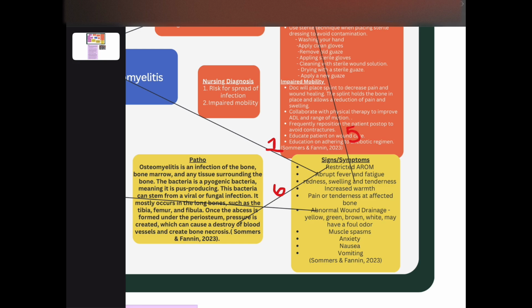You could have nausea due to the infection in the body, and then we'll also have vomiting. We know that when the body has something inside of it that it doesn't like, it's going to try to get it out. So, yeah.